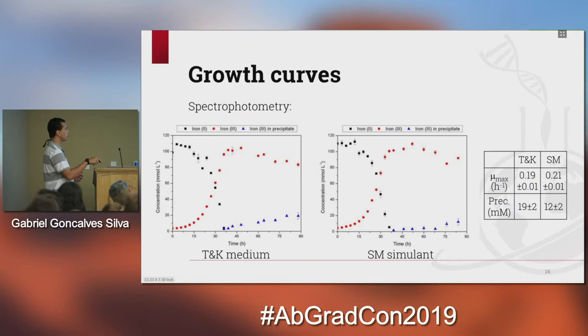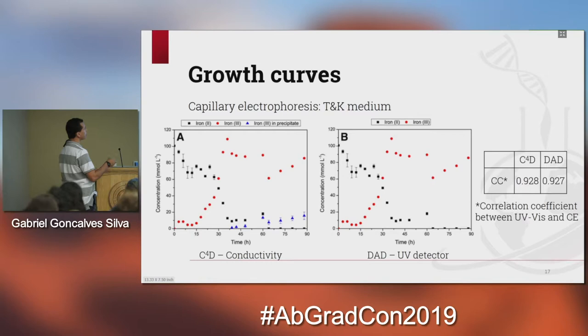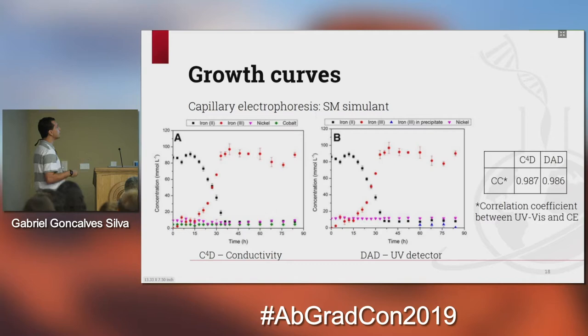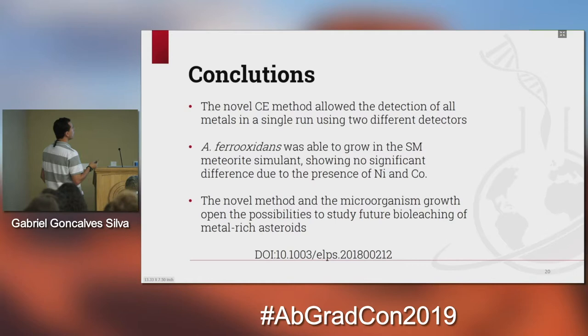We see the same pattern for the capillary electrophoresis that we developed, but this time with a little bit more noisy results. We can see the exponential curve well, and then the growth followed by the formation of the precipitate. In the traditional media, we can see in the conductivity and UV detectors a good correlation coefficient when compared to the colorimetric composition. The same we saw for the standard meteorite simulant, and now with a better correlation coefficient, and we see that nickel and cobalt don't change this growth. So, just to conclude, we saw with this work.